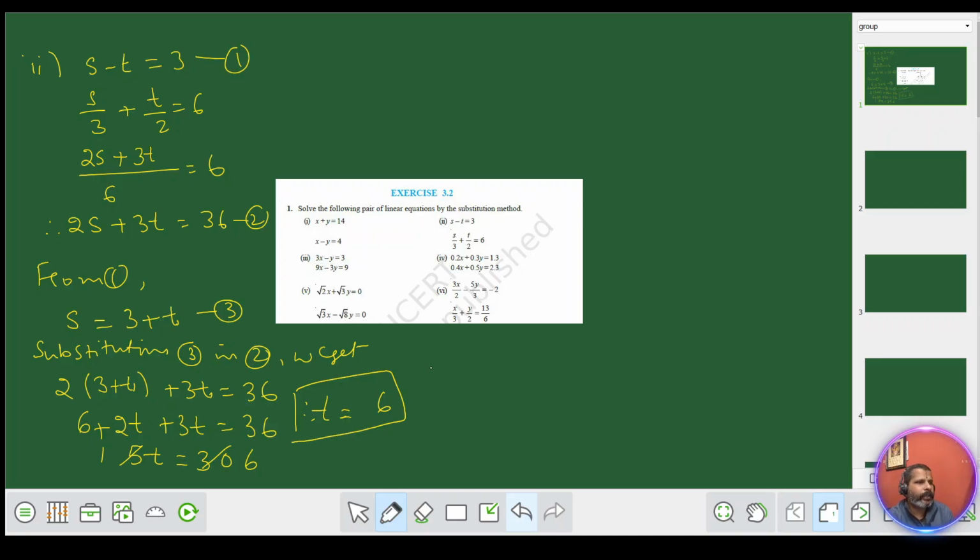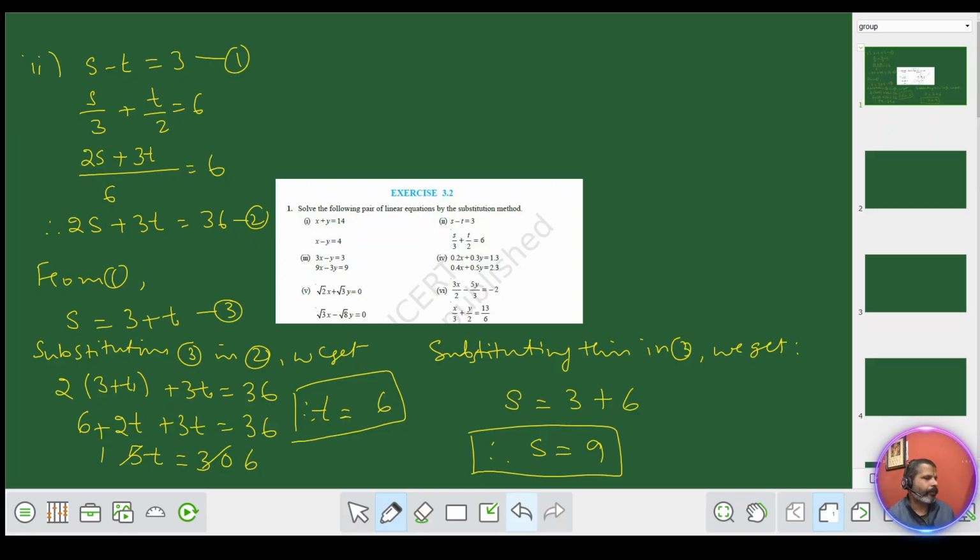Substitute this in 3. Substituting this in 3, we get s is equal to 3 plus t, which is 6. s is equal to 9. That is the value. You can validate again here. Verify: s minus t, s is 9 minus t is 6. What is the answer? 3, which is matching the RHS.